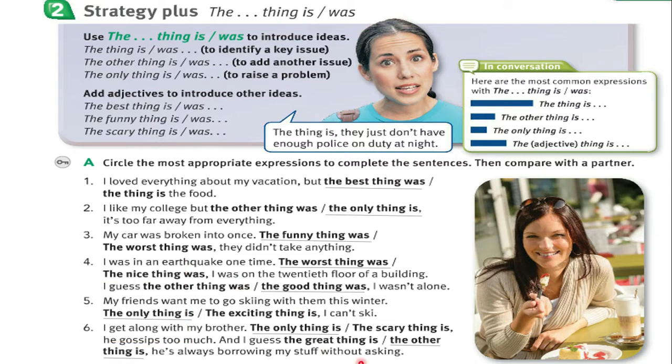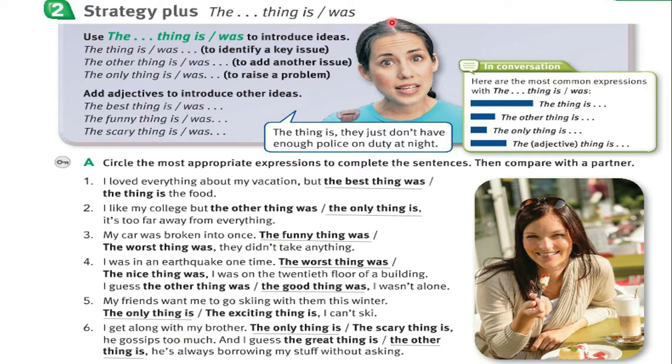Okay. The next part, and I guess yo pienso, the other thing is he's always borrowing my stuff without asking. O sea, hay dos problemas con mi hermano. Es muy chismoso y otro problema, the other thing is, porque está añadiendo otro problema, es que siempre está cogiéndose mis cosas sin preguntarme. So, the other thing is cuando quiero mencionar otro problema. ¿Ok? Don't forget that the only thing es cuando estoy mencionando algo positivo, pero saco a relucir solo un problemita. ¿Ok? I get along with my brother, but the only thing is that he gossips too much. ¿Ok? And that was a strategy plus.